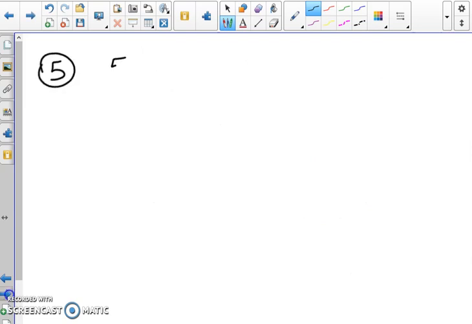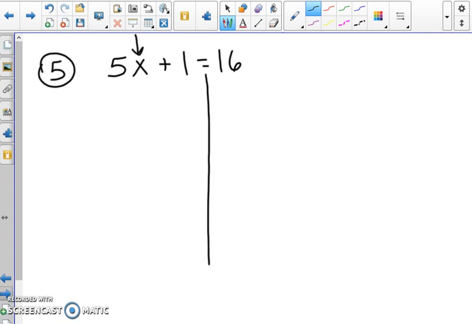All right, let's move on to a two-step equation. So let's say we have 5x plus 1 is equal to 16. So what should we do first here? Well, if we knew what x was and we were simplifying, order of operations would tell us to multiply by 5 and then add 1. To solve, we're going to do the inverse operations of those and in the reverse order.